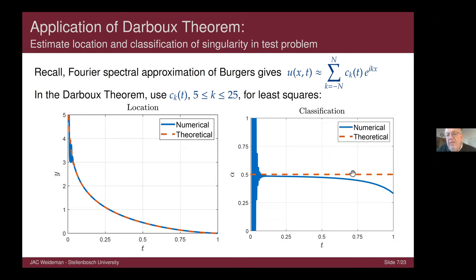Classification is maybe a little bit less satisfactory. These singularities are square root singularities, so that corresponds to alpha equal to a half. That's the red dashed curve. The numerical approximation that we get from the Darboux estimates, the least squares fit, is reasonably good, not perfect, and then it turns into a cube root singularity at the time the shock occurs, and that matches the theory. So that all checks out.